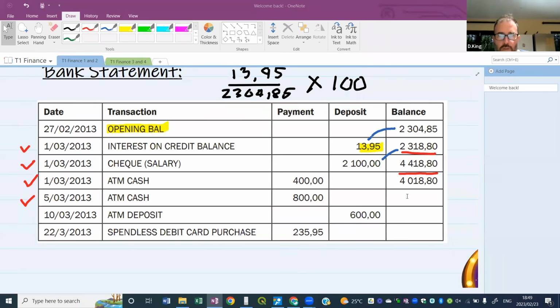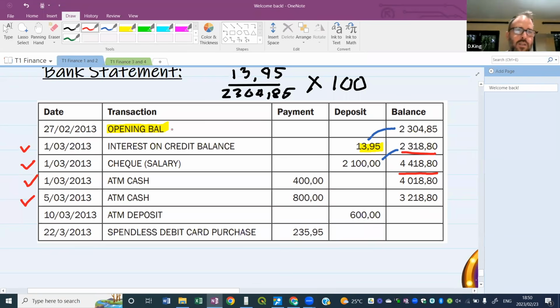So we can reduce the 4,018 by 800. You can keep that value on the calculator, and just do transactions with that total on the calculator now. Well done, Alzandi. So we subtract 800 Rand, and that's the new total, 3,218 Rand and 80 cents.